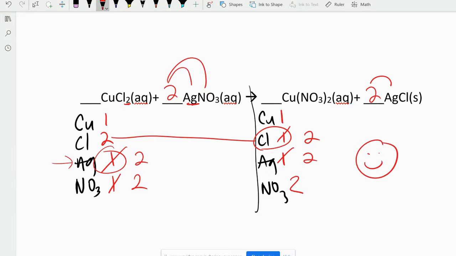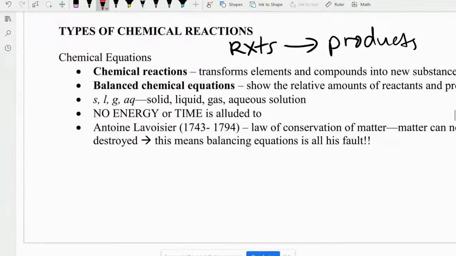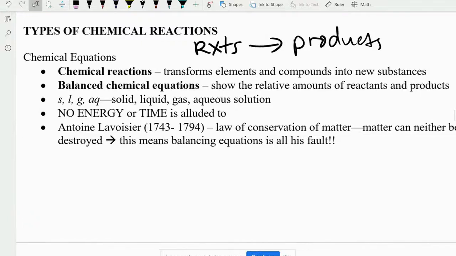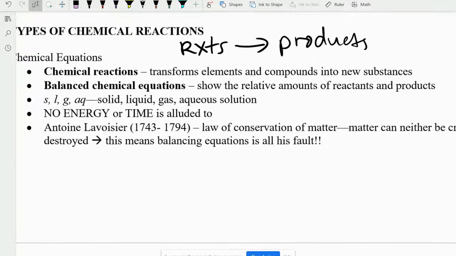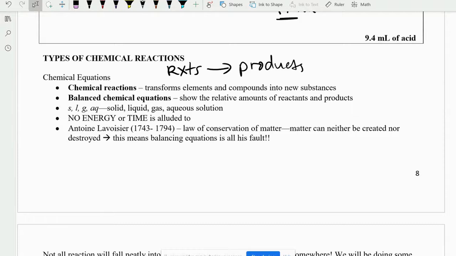Very quick overview on how to balance, you guys. You need to know it. If you need more help, you should reach out to me. Thank you very much. One of the things that you're going to need to get into the habit of is putting the state of matter of that substance after you write it in the balanced chemical reaction. So S is solid, L is liquid, G is gas, and AQ is aqueous. Make a note that in balanced chemical reactions, there is no indication of the energy exchange happening, nor of the time duration that it takes for the reaction to occur.